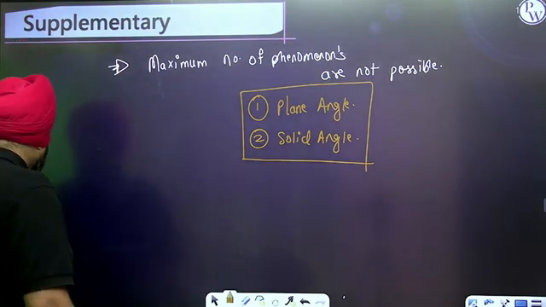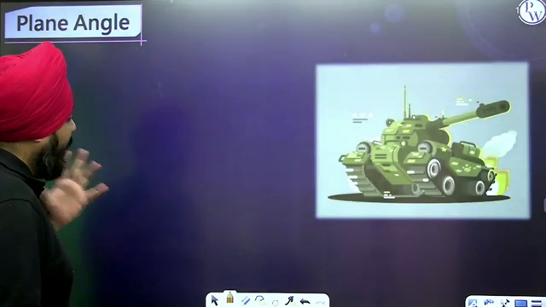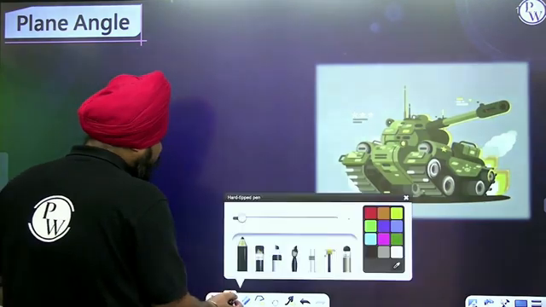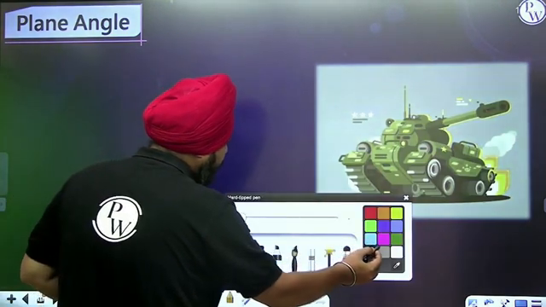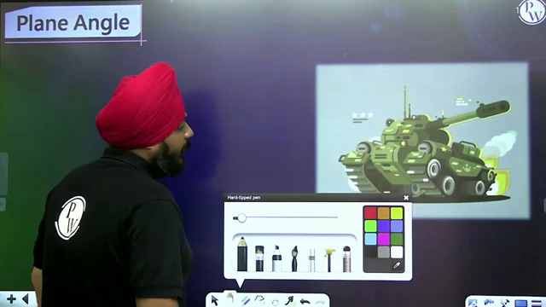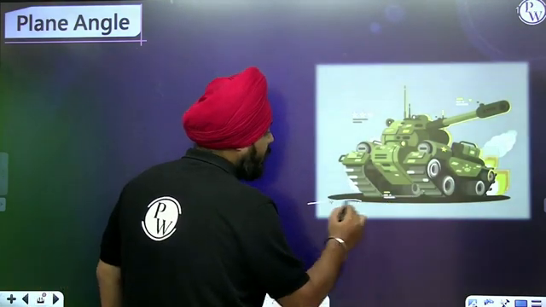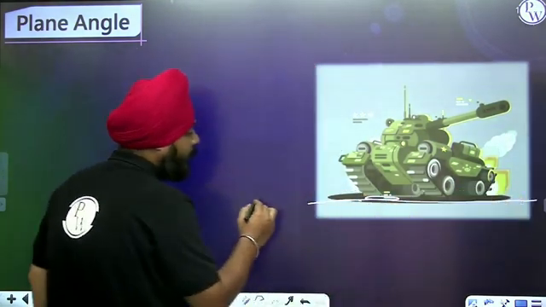Now let's see the plane angle. What is the actual definition of the plane angle? Let's analyze that. Suppose this is a ground.